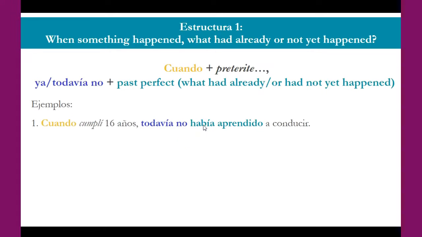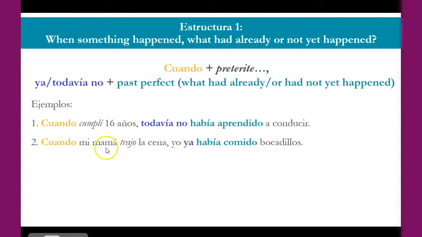So here are some examples. Cuando cumplí 16 años, when I turned 16, todavía no había aprendido a conducir. I had not yet learned how to drive. So we place the todavía no before the past perfect. Not yet I had learned to drive.